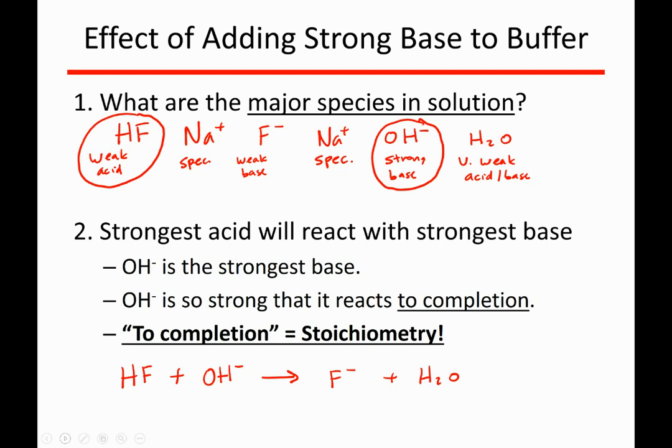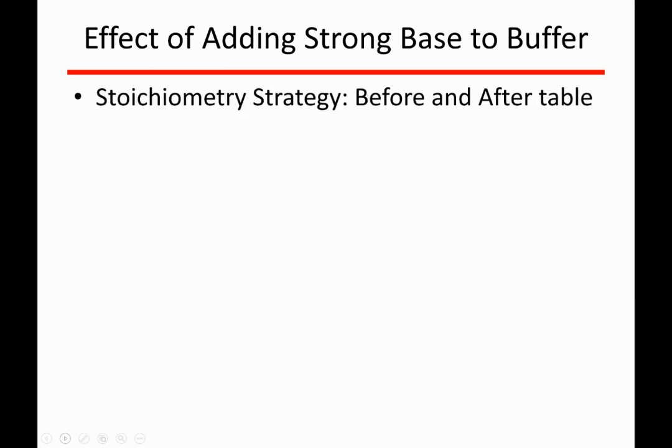And since we're given the amounts of both of our reactants, HF and hydroxide ion, we're dealing with not just a stoichiometry problem, but a limiting reactant stoichiometry problem. We learned how to do limiting reactant stoichiometry problems back in Chem 1A. Let's talk through that process.